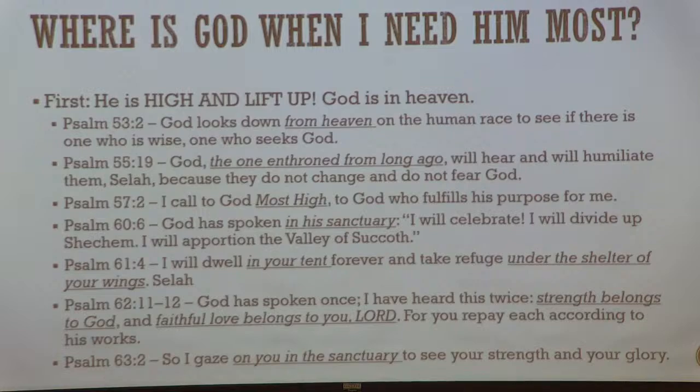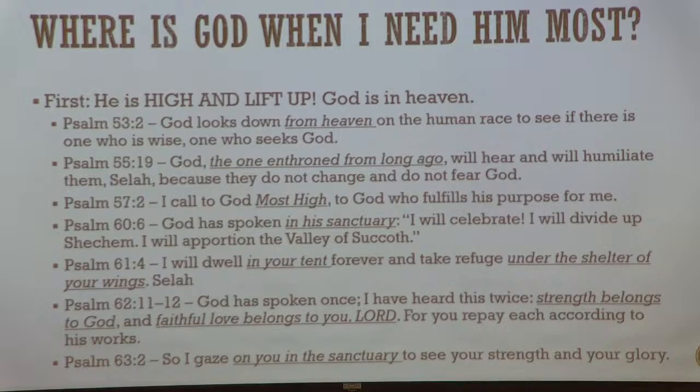61:4, I will dwell in your tent. In a sense, that's where he dwells. And I will take refuge under the shelter of your wings. 62:11 and 12, God has spoken once. I have heard this twice. Strength belongs to God. Faithful love, that hesed, belongs to you, Lord. For you repay each according to his works. 63:2, so I gaze on you in the sanctuary to see your strength and your glory.